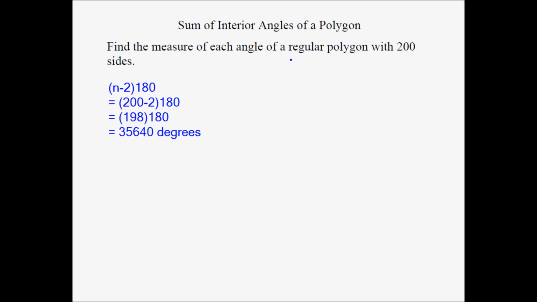Now, if the polygon is regular, all the 200 angles are congruent, and I'm supposed to find the measure of each angle. So all I need to do is take this number and divide it by 200. Divided by 200, and I'm going to get 178.2. That's the measure of each angle of a regular polygon with 200 sides, in degrees. That's my answer.